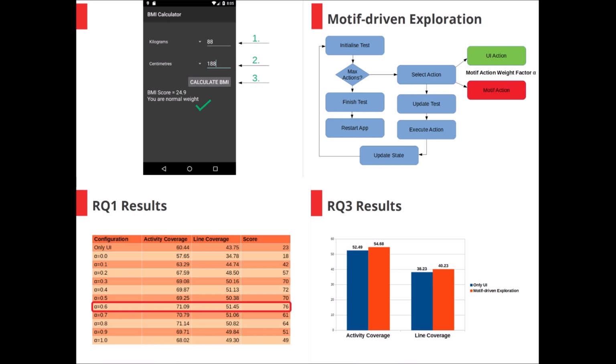The evaluation has shown that motif actions are useful in the Android testing domain. But we have also seen that an effective exploration requires both UI and motif actions. We have also demonstrated that the crafted motif actions can be applied to a large set of apps, and that on a subset of more than 100 apps, they can increase both activity and line coverage by roughly 2%.